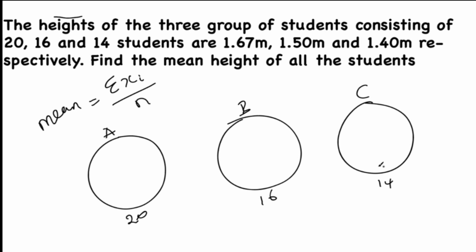Now, he is saying that the mean height, sorry, I missed something here. This is a mean height. The mean height for this one is 1.67. The mean height of this is 1.50. The mean height of this is 1.40. So now he is asking us to find the mean of all the students. We don't want to scatter the mean like this.